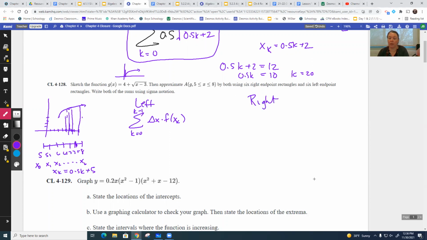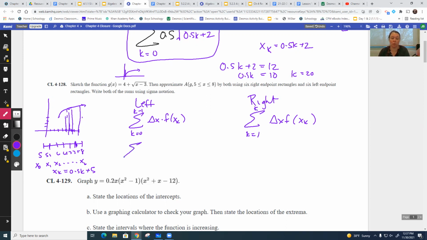Okay, for a right endpoint, it's the same rule, except now, if I want to start with my right endpoint, I would be starting with 1, and I would end with my last one, which would be 6. So we start with 1, and then we end with whatever our k value was, which in this case is 6. So I'm going to put a k there for in general.